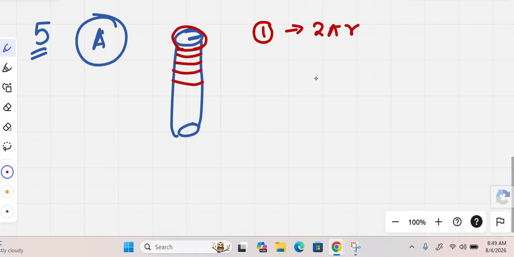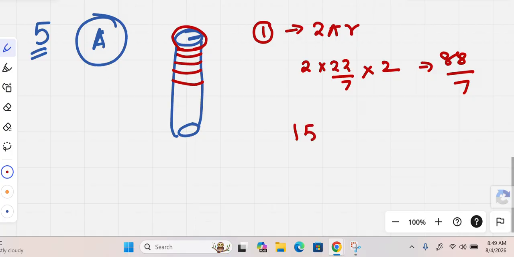Am I correct? Yes, ma'am. So that is 2 into 22 by 7 into r. R is 2. So we are getting 88 by 7. Now what did they ask? They asked you to find the length when it is making the circumference 15 times. So 15 into 88 by 7 is the length of the thread.